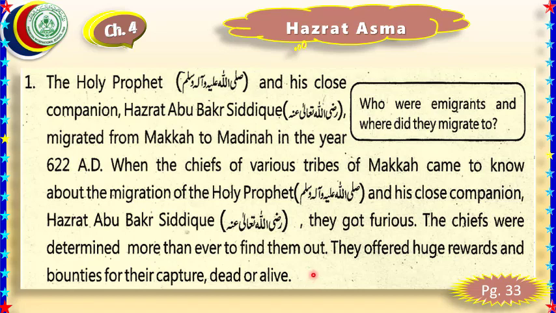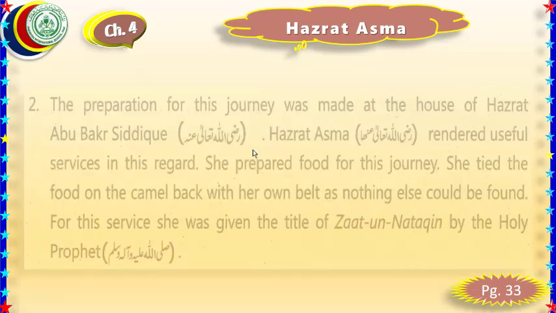Yes, they announced prizes if someone could find them dead or alive. Dear students, the question was, who were migrants and where did they migrate to? The migrants were our Holy Prophet, peace be upon him, and his close companion, Hazrat Abu Bakr Siddiq. These were the immigrants, and they migrated from Mecca to Medina. This will be the answer to this question.